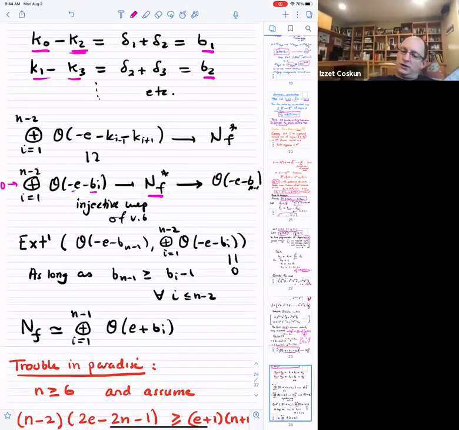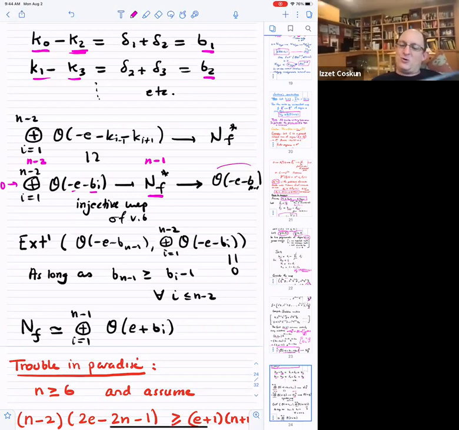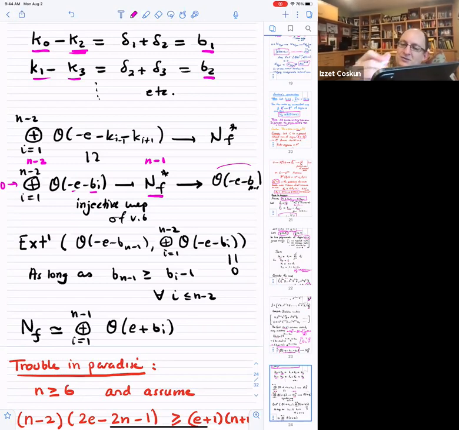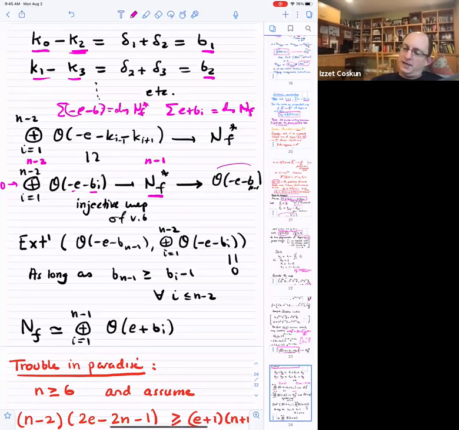And then the co-kernel, so this is rank n minus 1, this is rank n minus 2, so the co-kernel is rank 1. Well, what's the degree? I mean, we know what the degree is, right? The sum of all these things, e plus b_i's. So the sum of e plus b_i's is the degree of the normal bundle, so the sum of minus e minus b_i's is the degree of the dual of the normal bundle. So what's left over here is minus e minus b_{n-1}.